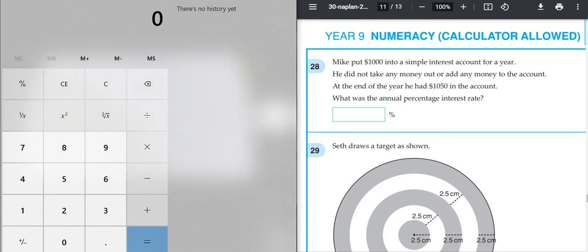So, question 28, Mike puts $1,000 into a simple interest account for a year, doesn't take any money out, ends up with 1,050. What is the annual percentage interest rate? Well, all we need to do is divide the final number by the smaller one, and that will get us a decimal answer of the difference between them. So 1,050 divided by 1,000.